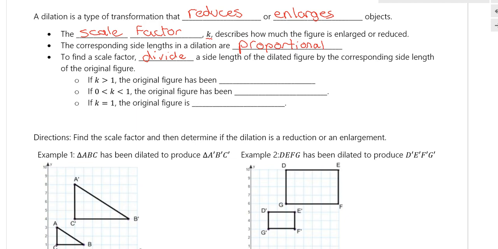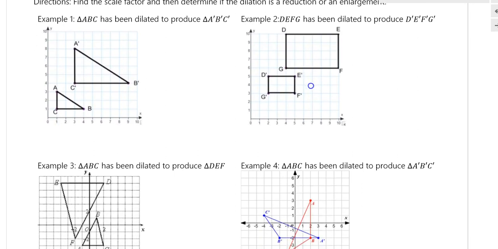If K is greater than 1, the original figure has been enlarged. It got bigger. If K is between 0 and 1, so less than 1, the original figure has been reduced. If K equals 1, the original figure is congruent. Okay? So that just means they're the exact same size. All right.